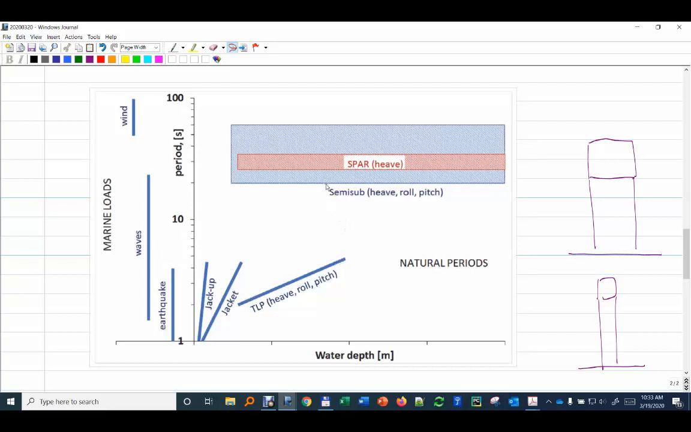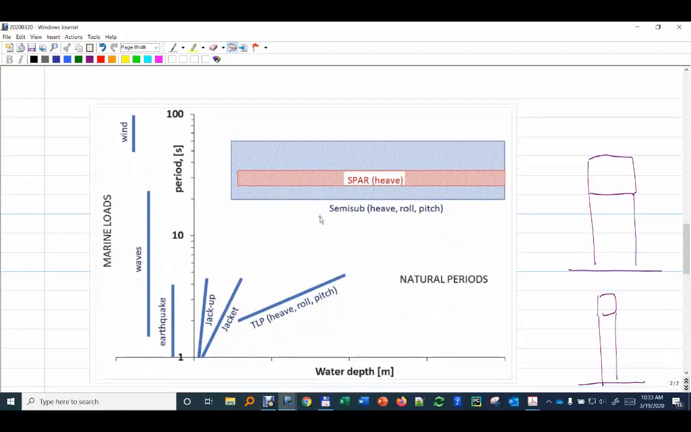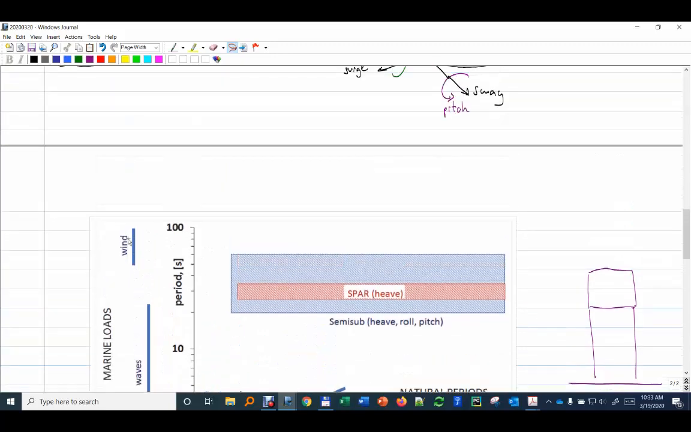Then you have here at the top other structures that are floating, so they don't depend on the water depth too much, but you see semi-sub again has excitation periods that are on the upper end of the waves, and spar heave also has periods that are quite high. So that's a very simplified diagram, but just to show you how the natural period of each structure changes for each particular movement I'm interested in, how it changes with depth, and how it overlaps with the excitation, which is basically wind, waves, and current.